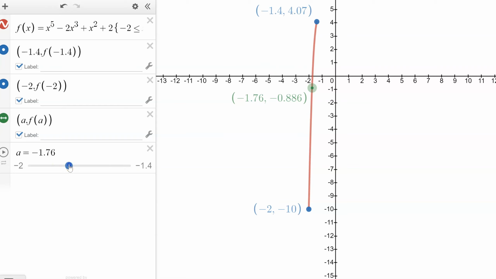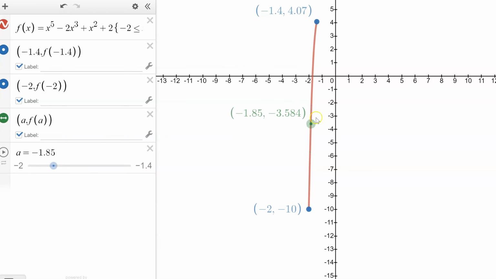So that means all those y values from -10 to 4.07 have to exist for our function, which means there has to be x values that give them, and these x values are between -2 and -1.4. That's what we're talking about here with an intermediate value, that there has to be some value in there. If our y value is between these two, there has to be some x value that will give it to us. So that's all we're doing, saying that there's some intermediate value between these two points.